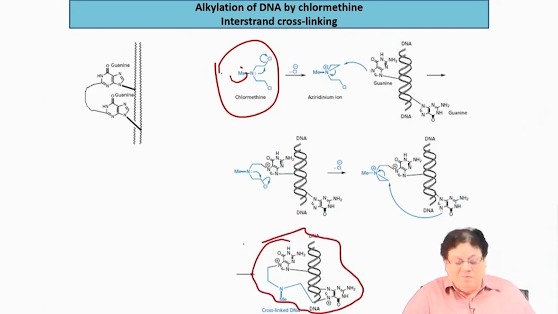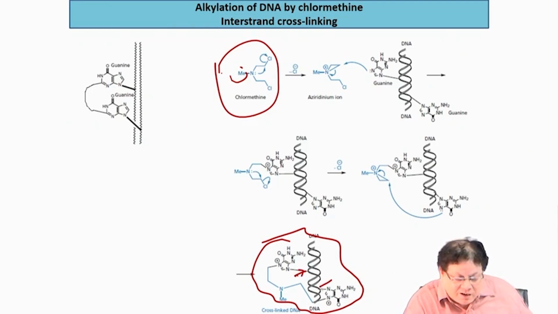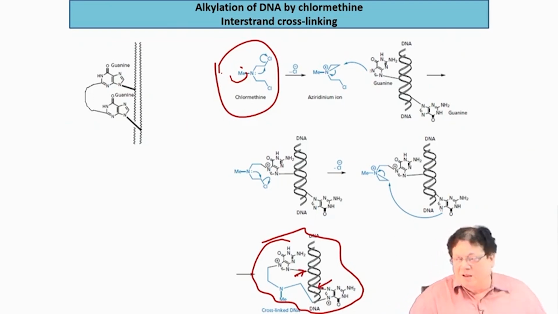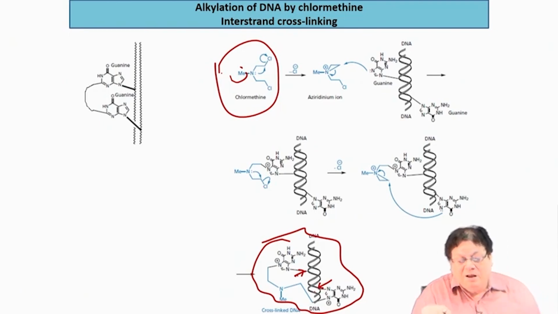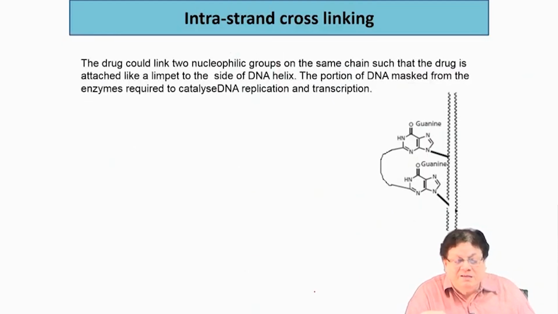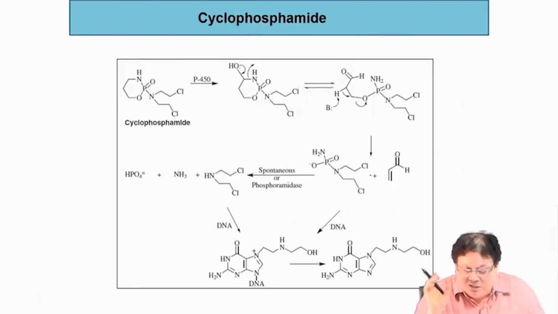So, the result is that you have a cross link. This is intermolecular. Remember, this alkylation is for this strand, and the other alkylation is for this strand. So, that is an interstrand cross link. You can also have, as I said, an intrastrand one, like this. Guanines from the same strand are reacting with that nitrogen mustard. So, basically this will stop the transcription process.